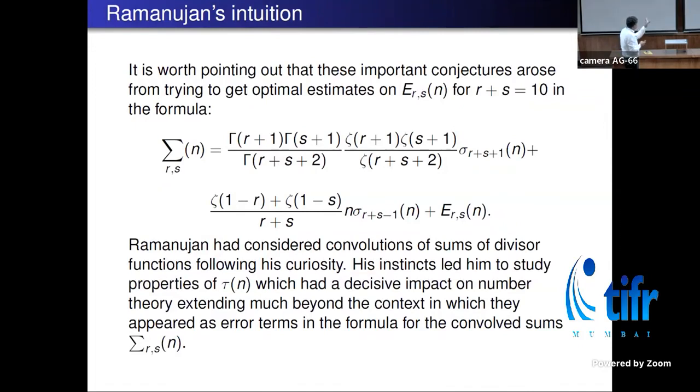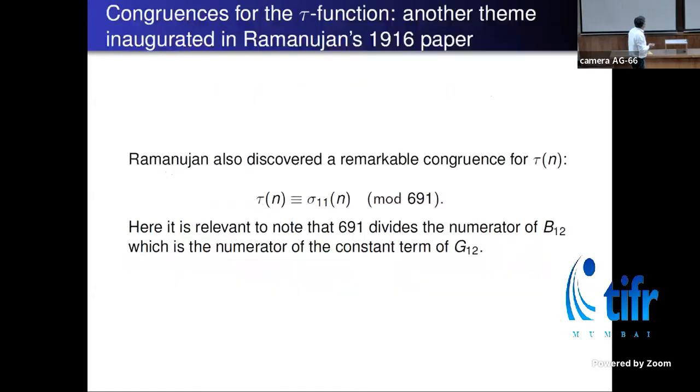Right? And the context in which it arose, at least certainly, I've never thought about these convolved sums. I don't know how much people study these convolved sums these days, right? But it arose in this context. But on the other hand, the importance of the conjectures has been much larger than the original context in which Ramanujan looked at this.